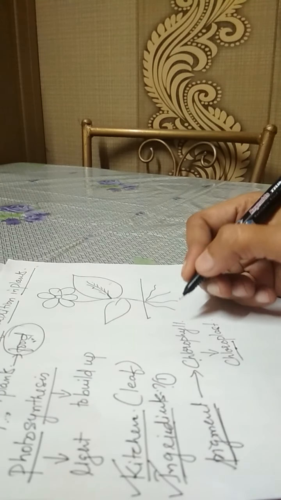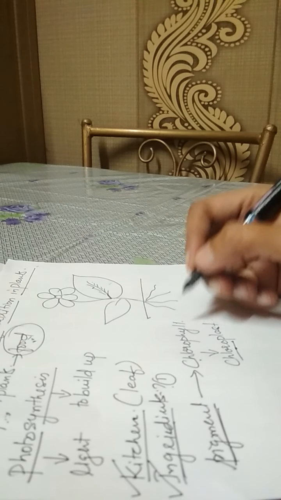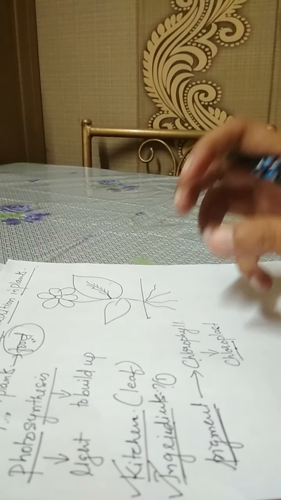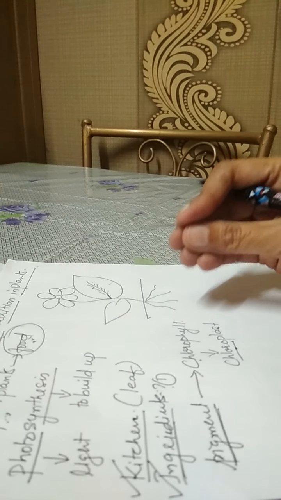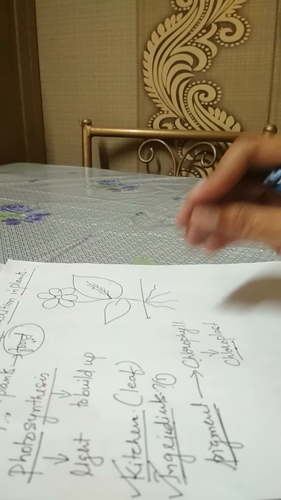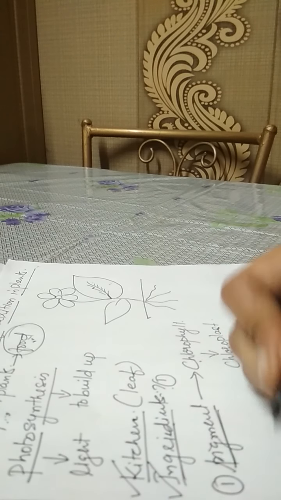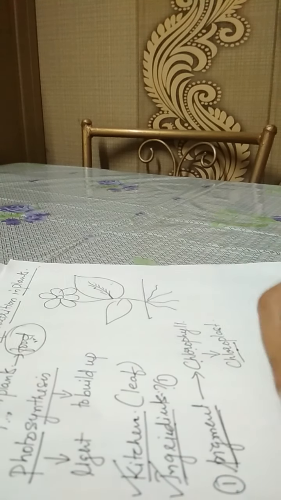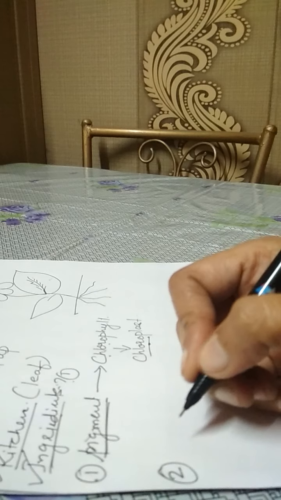And what is the purpose of the chlorophyll? The purpose of the chlorophyll is that it traps or absorbs all the solar energy, and this energy is used to synthesize the food. Got it? So the first ingredient is chlorophyll. Let us come to know about the second ingredient.